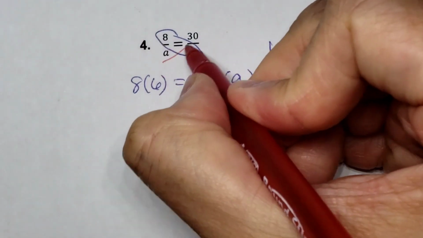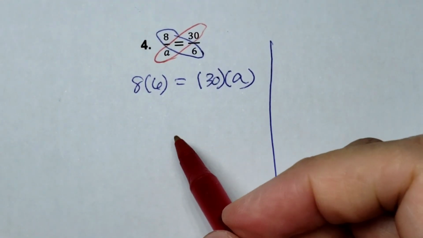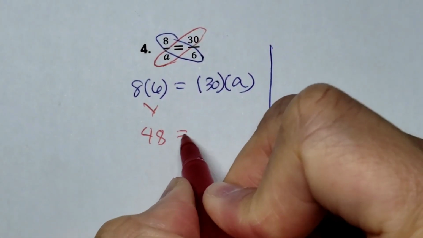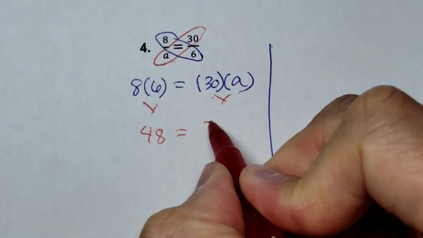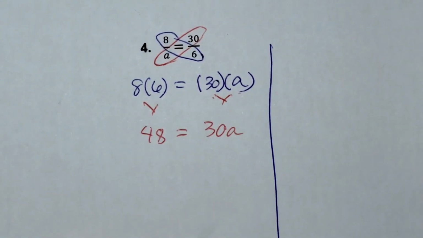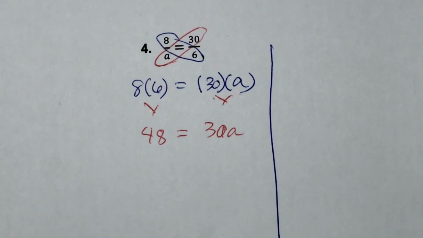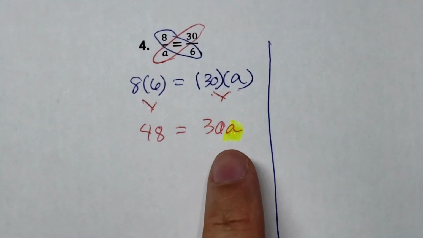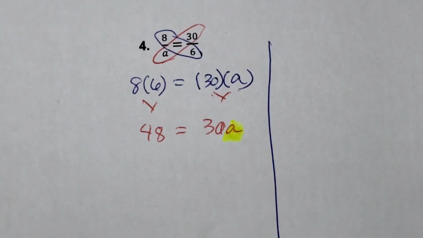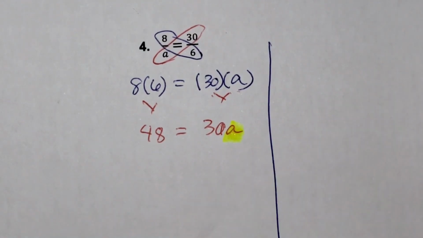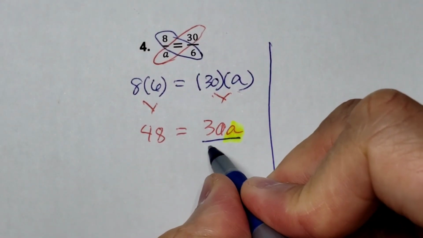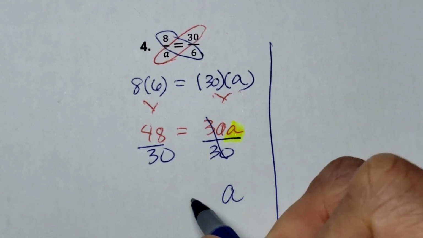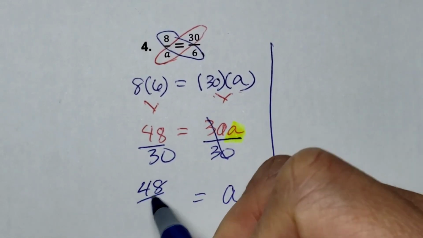Let me show you that. Here we go. So 8 times 6, that gives you what? 48. Equal to 30 times a, that gives you 30a. That's my 30. There we go. Now let's solve for a. Isolate a. Again, this is a multiplication problem, so let's undo multiplication by dividing. So that's going to be divided by 30, divided by 30. So a is equal to 48 over 30.